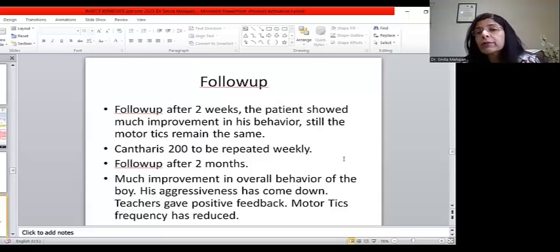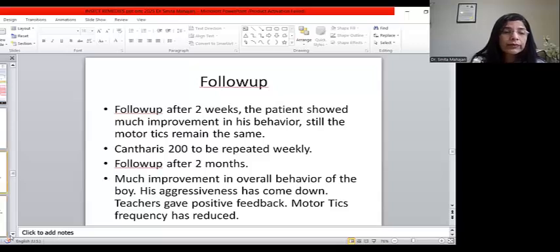The teachers have given positive feedback. The frequency of the motor tics has also reduced, and he is able to focus and concentrate very well. So this was the case.